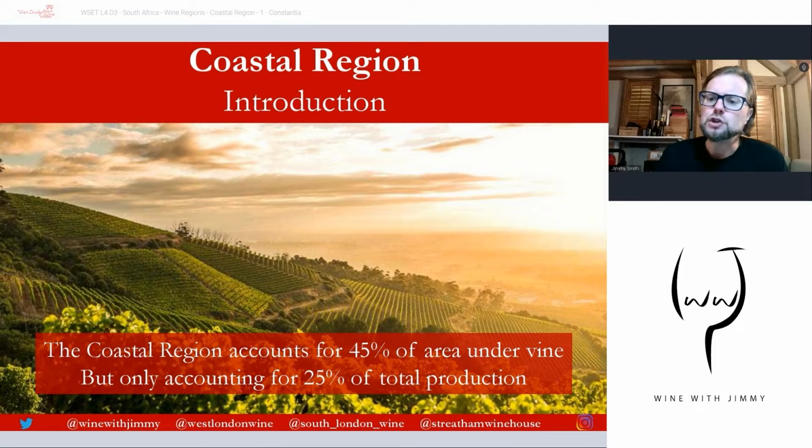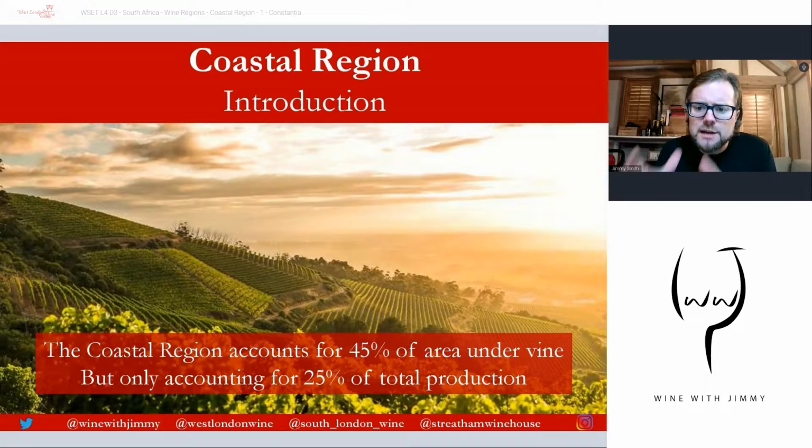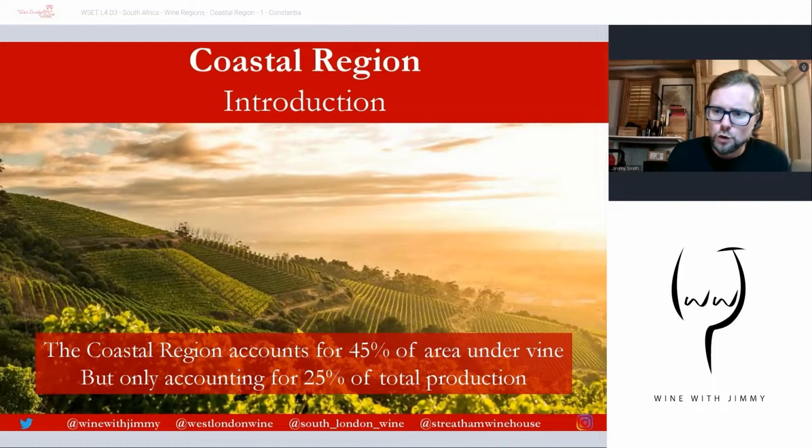First of all, let's talk about the coastal region that Constantia is a part of. So an introduction to the coastal region. Now, this region is on the western coast, mainly of the Western Cape, and it accounts for about 45% of the area under vine in the country of South Africa. However, it only produces in volume about 25%. And that tells you immediately that the yields are typically lower in the coastal region.